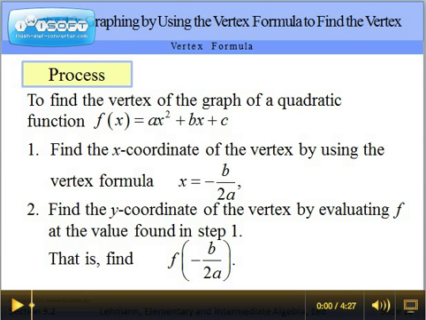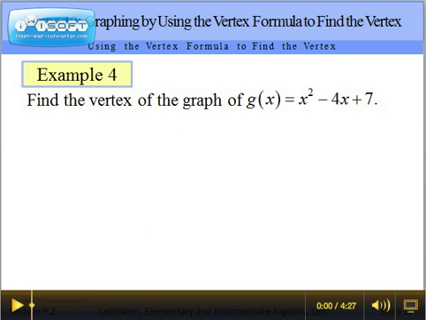So the first thing we're going to do is find the vertex of g of x equaling x squared minus 4x plus 7. So the first thing we need to do is figure out what my a is equal to, what my b is equal to, and for practice we'll just find out what c is equal to as well. So a is the coefficient of my leading term, or the coefficient of x squared, so a in this case is 1. B is the number attached to x, so b in this case will be negative 4. And for practice, c is the constant term, which in this case is 7.